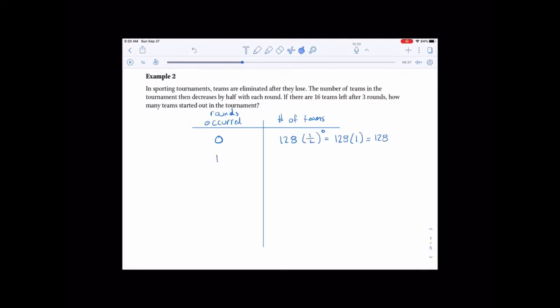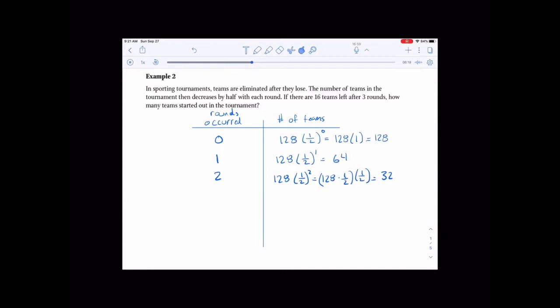After round 1, we would take our 128 teams and we would multiply it by 1/2 to the 1st power to give us 64 teams. So after one round, the number of teams has decreased from 128 to 64 teams. Round 2, we would take our 64 teams left and multiply that by 1/2. In other words, we have 128 multiplied by 1/2 to the 2nd power. 128 multiplied by 1/2, which was the number of teams after one round, multiplied by 1/2 again, is equal to 32 teams.